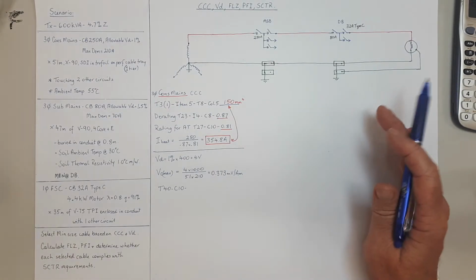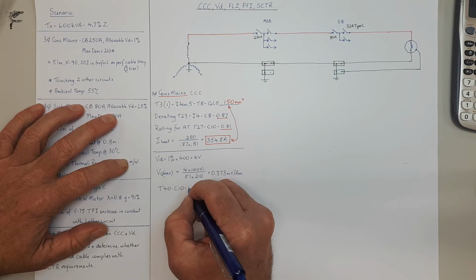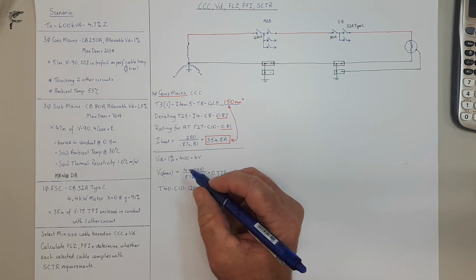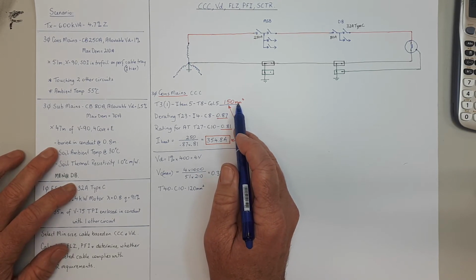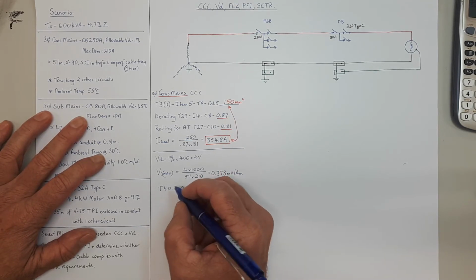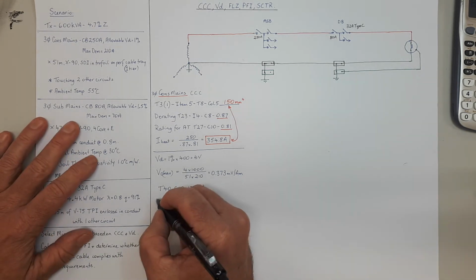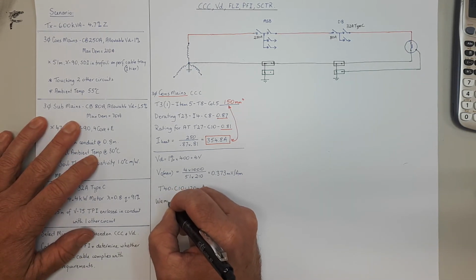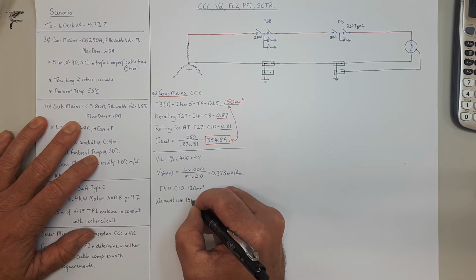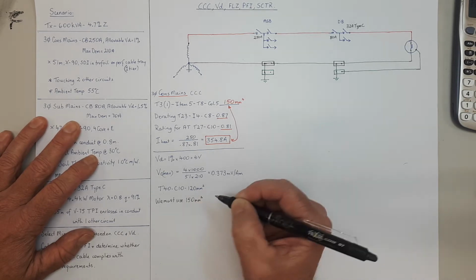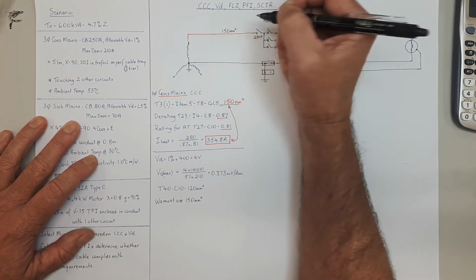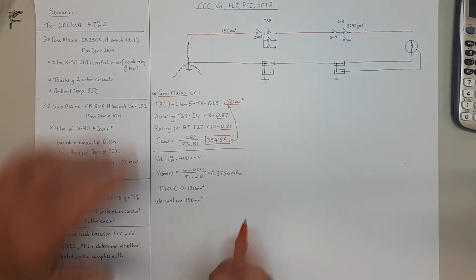But of course, 120 mil, but we're not going to use 120 mil, are we? Because we have to use 150 for current carrying capacity. So we must use 150 mil squared. So we can write that in here, 150 mil squared.